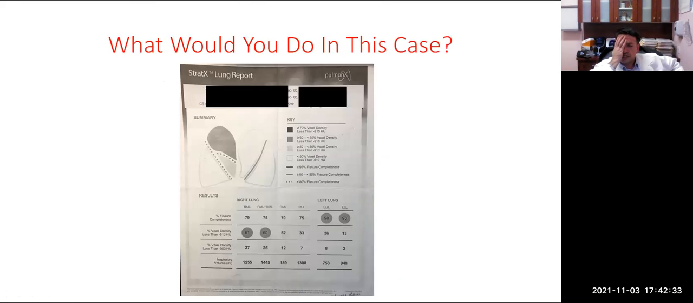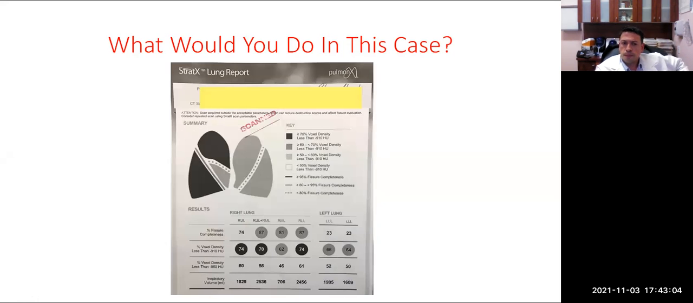So I'll show you a couple of examples just to kind of stimulate the thought process. What would you do in this case? So this is a patient who has destruction in the right upper lobe only. Left lung looks fine. Right lower lobe looks good. Can you put valves in the right upper lobe? The answer is no, because the fissure is interrupted. So this patient would be evaluated for lung volume reduction surgery, LVRS, of the right upper lobe.